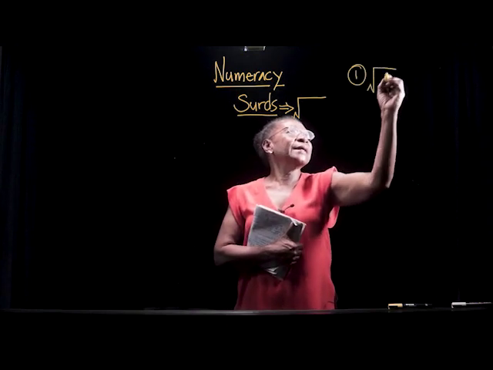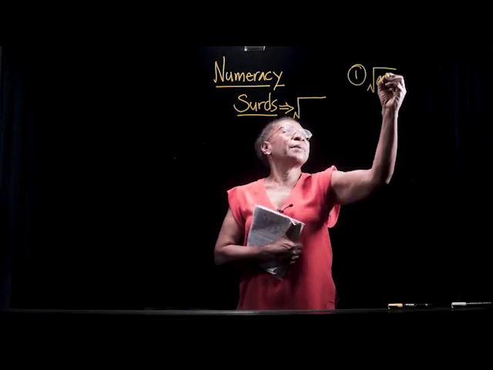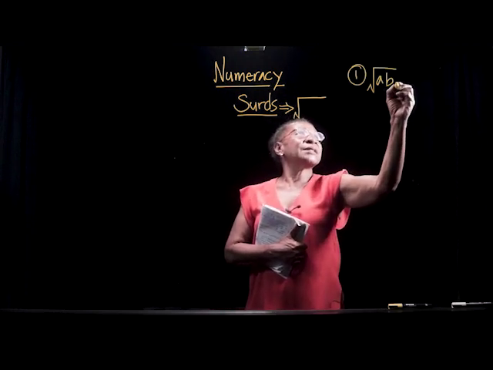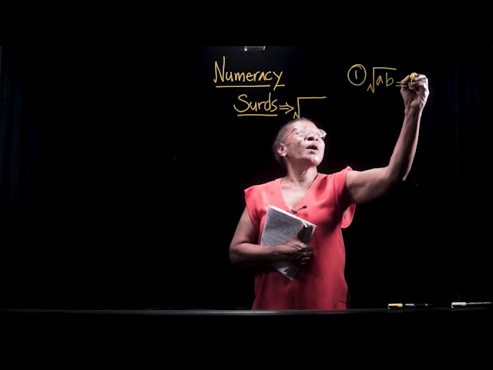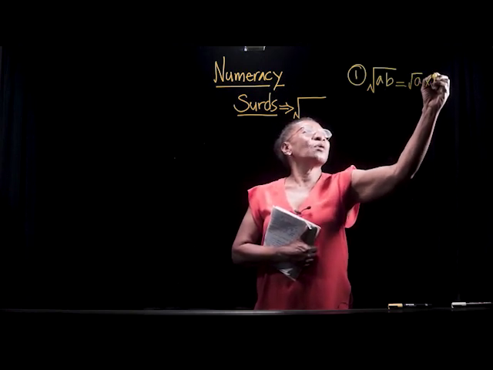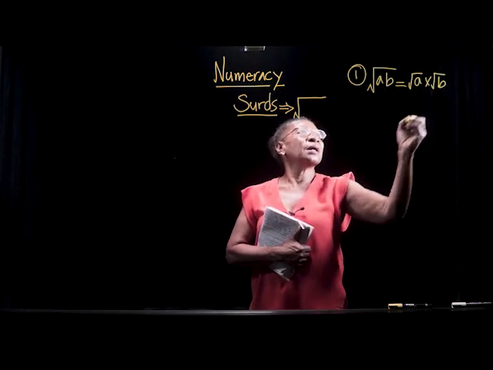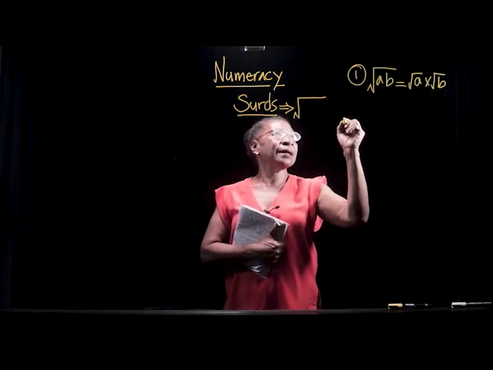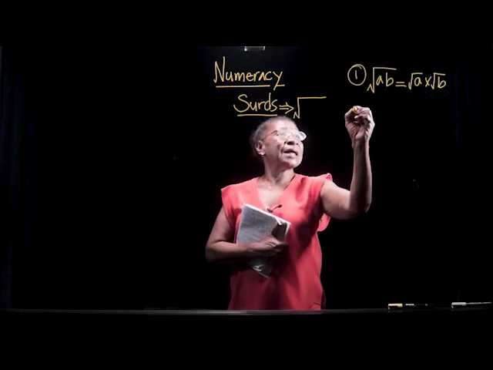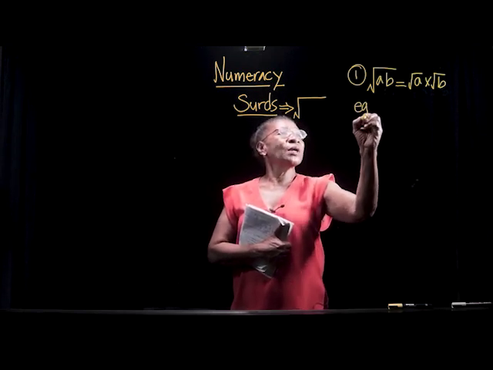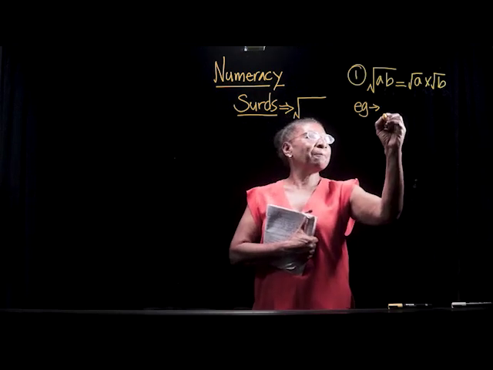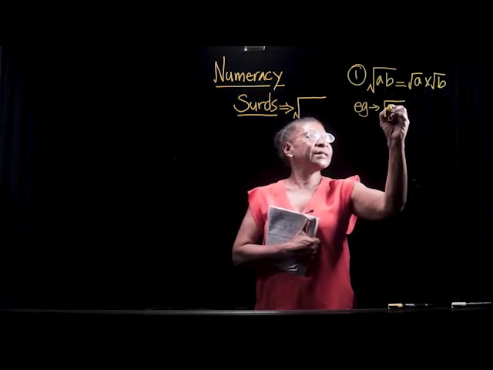The first rule of surds: the square root sign, A is a number and B is a number. What does it mean? It simply means it is the square root of A multiplied by the square root of B. Let's look at an example that involves numbers. If I have a number and it is 50.